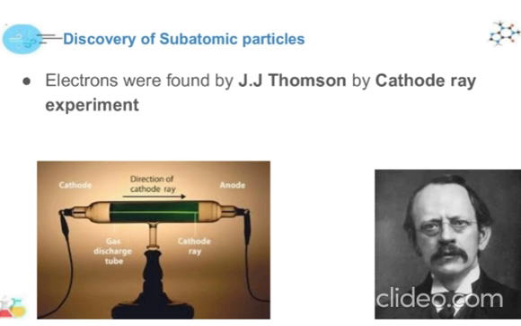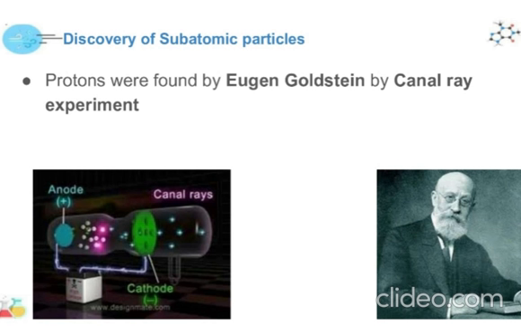Now, let's understand the discoveries. Basically, electrons were found by J.J. Thomson by the cathode ray experiment. The entire detailed thing you will understand in grade 11, so right now it's not required. Now, using those cathode rays, protons were found by Eugene Goldstein, also known as E. Goldstein, by the canal ray experiment.